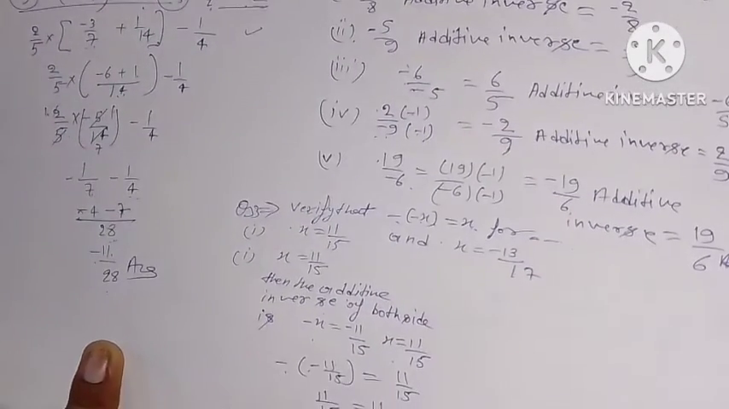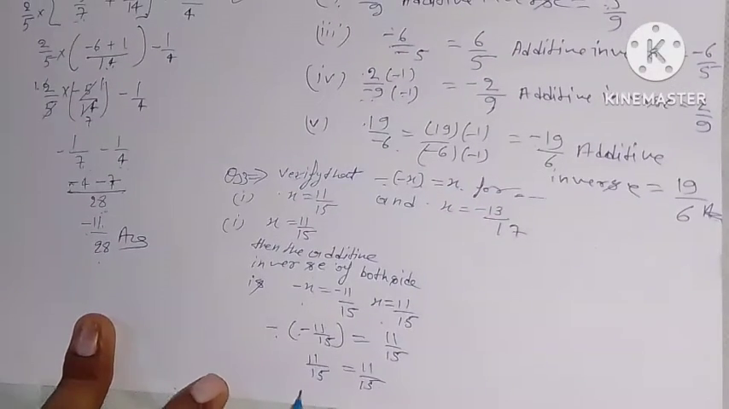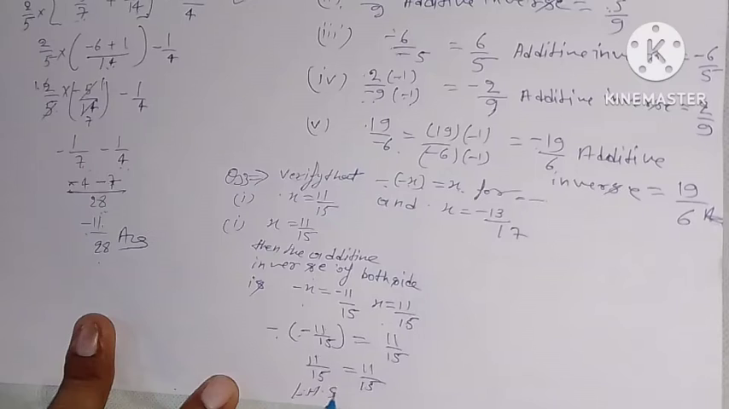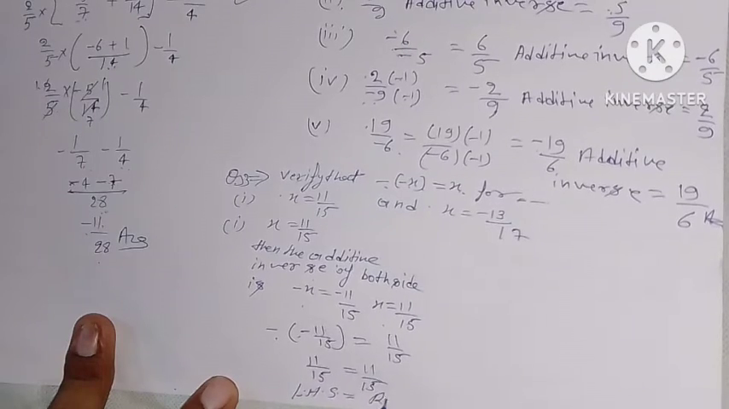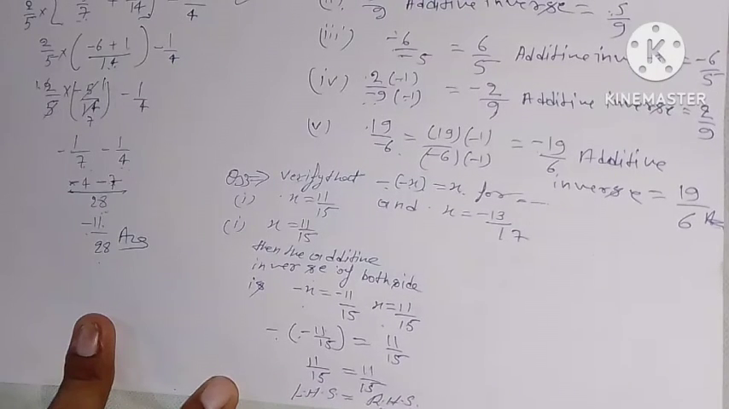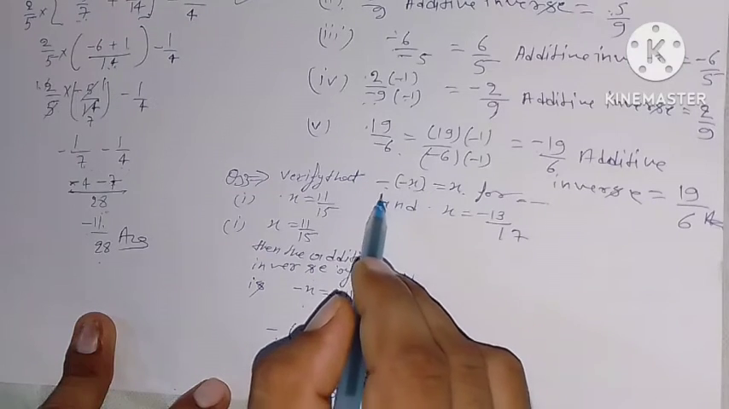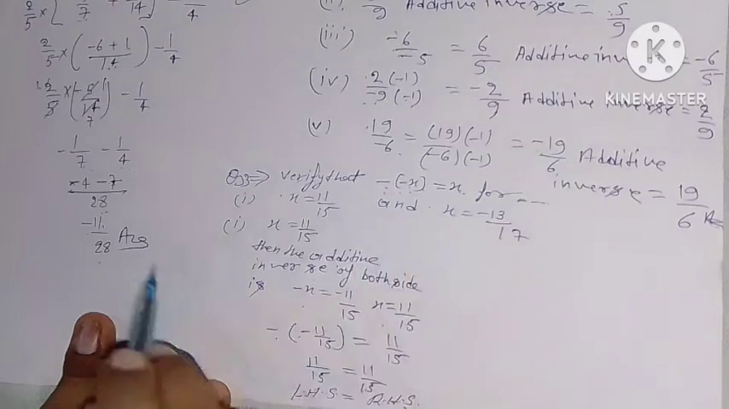Then LHS, left hand side, is equal to RHS, right hand side. So it is proved that minus x equals x.